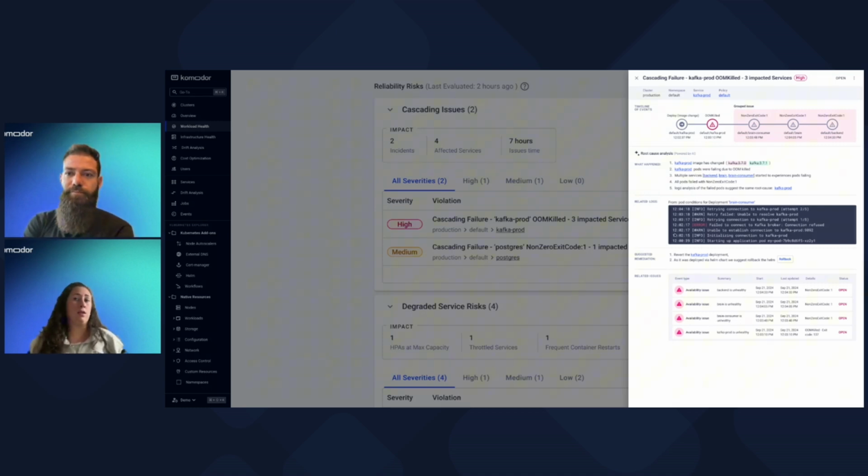So again, you can see the relevant errors, you can see the relevant availability issues, and again, you know exactly what to do because we're again suggesting what happened and suggesting how to do the rollback.